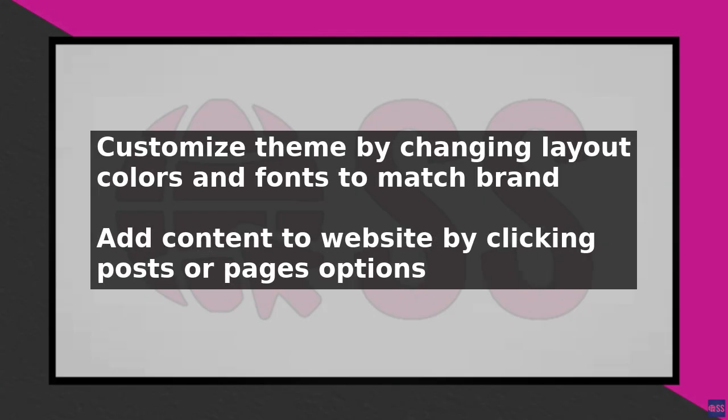To add a new page, click on the Pages option and select the Add New option. You can add contact forms, about pages, and other types of pages to your website. To make your website secure, go to the Settings option and select the General option. Make sure the WordPress address and site address are the same and the HTTPS protocol is selected.